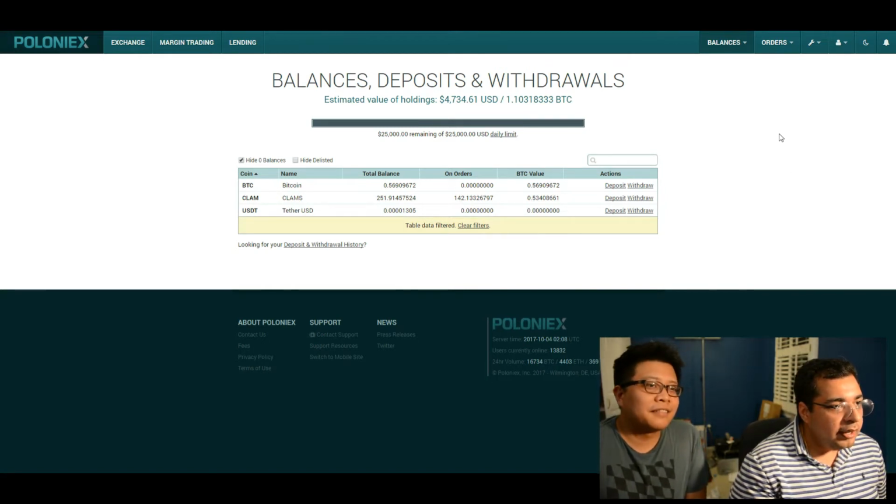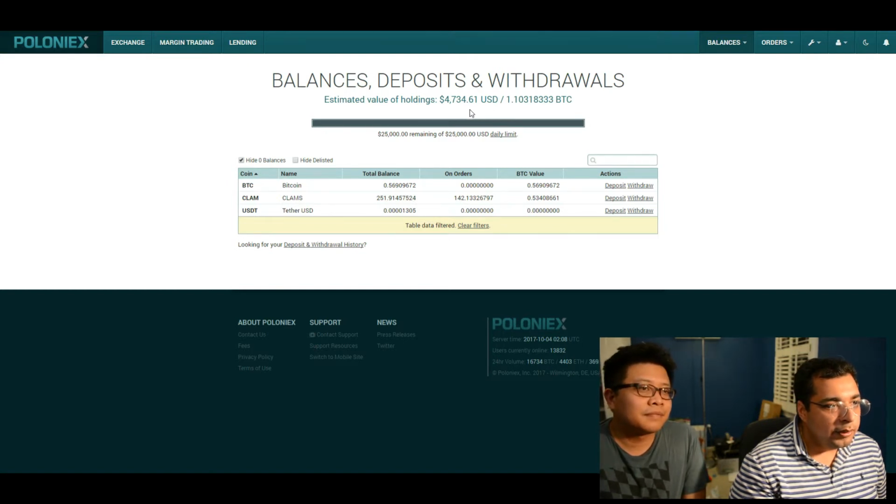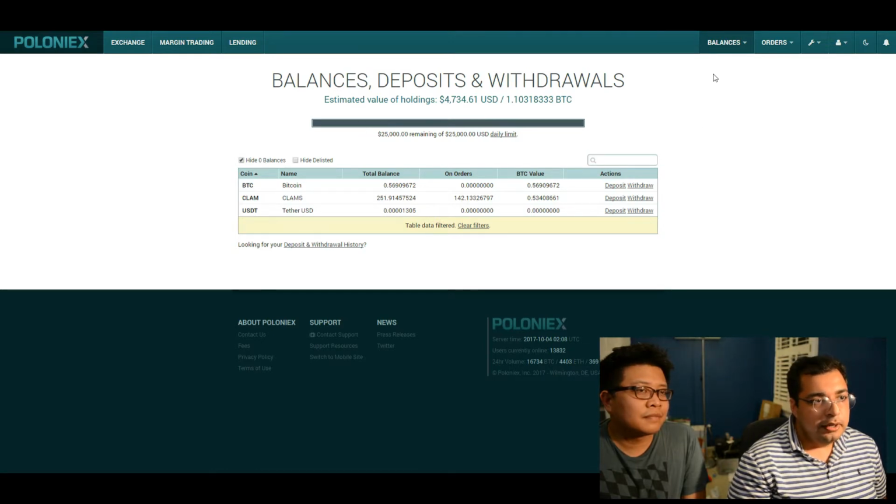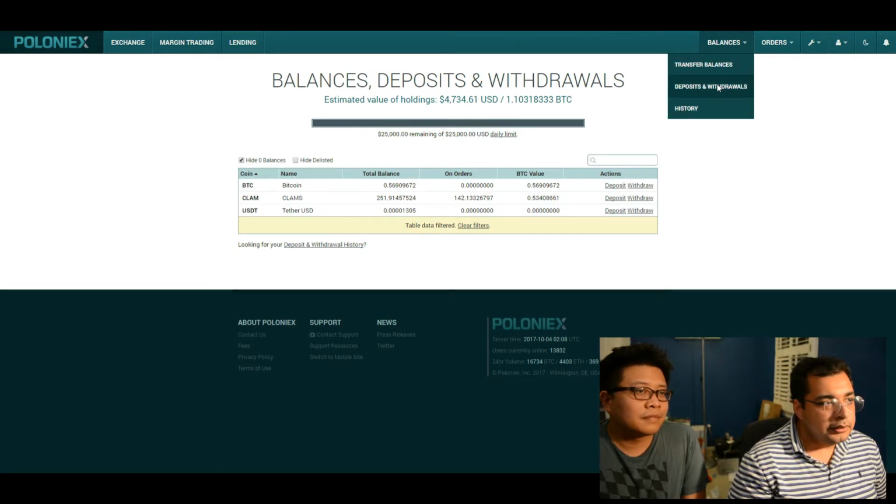Right now in my account, I have around $5,000 worth of Bitcoin, or 1.1 Bitcoin at its current market price, and I have it split into two currencies, Bitcoin and clams. So let's take a look at what are the interest rates available on each. To figure out where to go first, you go to deposits and withdrawals, and your balances page shows up with how much you have available in funds.